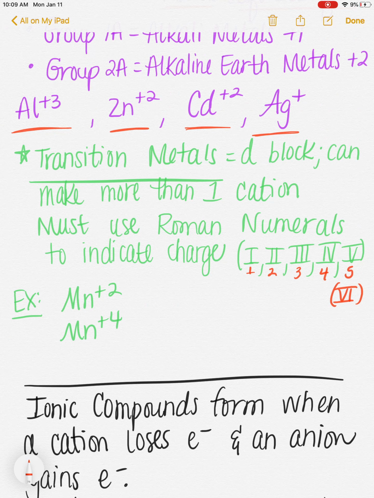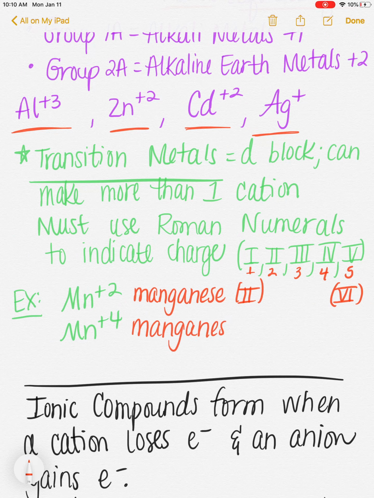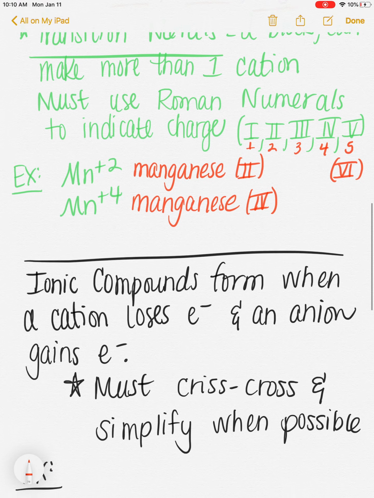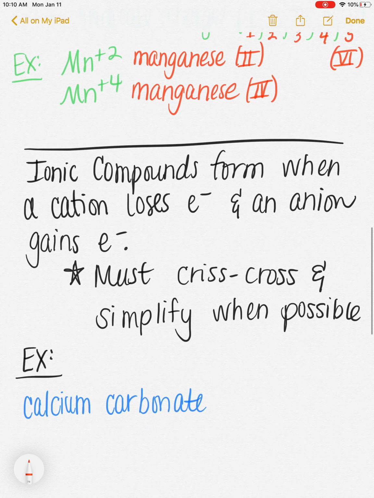So if we were, for example, going to name Mn2+ and Mn4+, Mn2+ is from the manganese element, and then we would have to put a Roman numeral of 2 in parentheses so that we knew that it was a 2+. On the flip side, we would have to call Mn4+ manganese(IV). And I do want to point out that you have to put parentheses around the Roman numerals in order to best follow the rules.